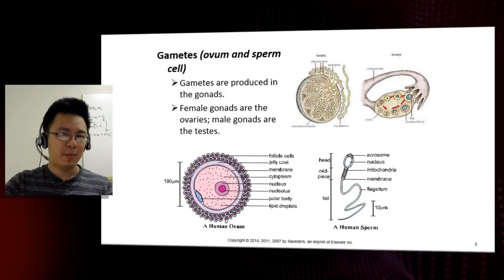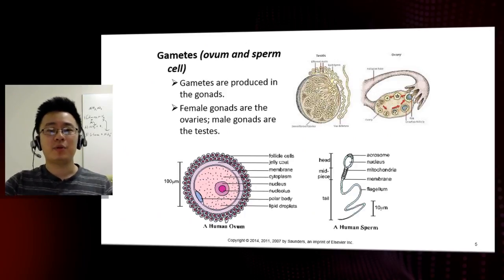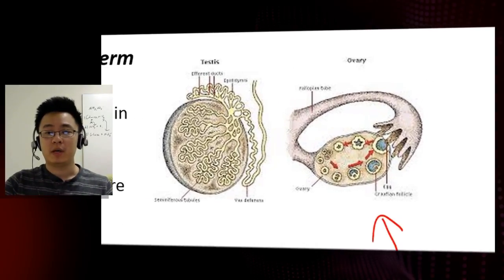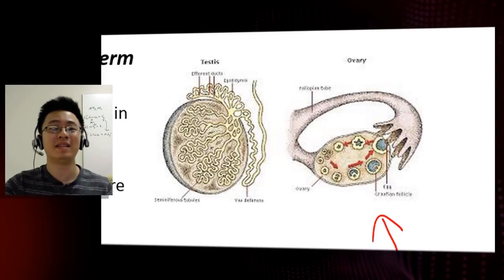Let's go ahead and talk about the gametes individually. Now, the gametes are produced in those structures, as you recall, known as the gonads. The female gonads are known as the ovaries, so these would be the ovaries there. And in the males, they have gonads known as the testicles.